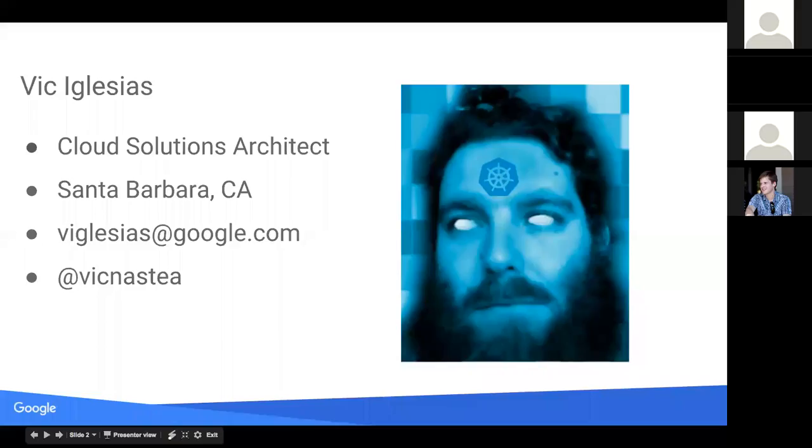All right, so I'll just get started. My name's Vic. I'm a cloud solutions architect out of Santa Barbara. I work for Google, and my Twitter handle is @VicNasty.